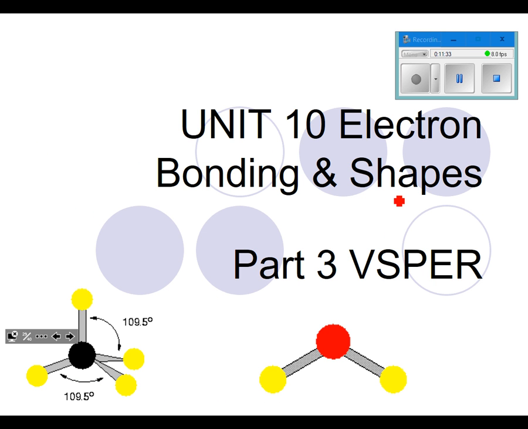So that completes our covalent bonding. If you have any questions, there's practice in the classwork and on the homework. If you have any questions, please let me know.